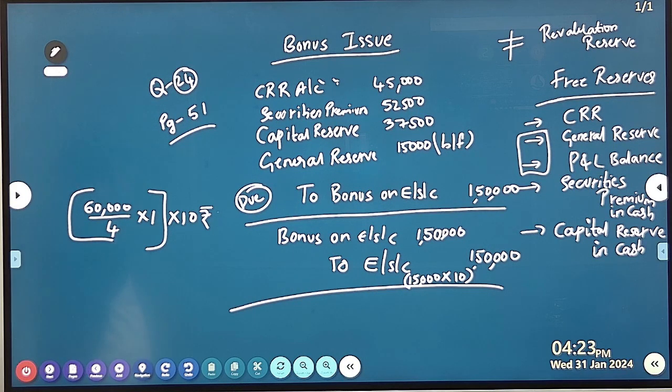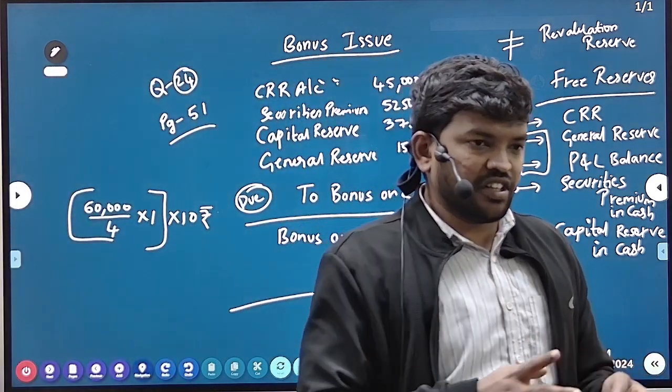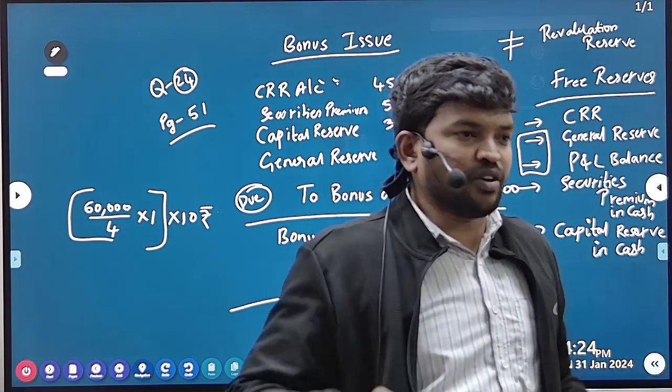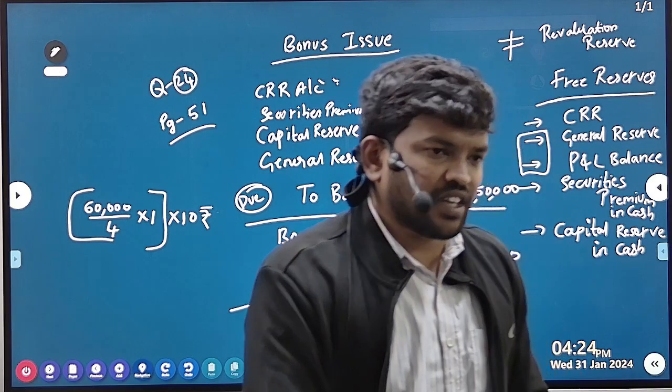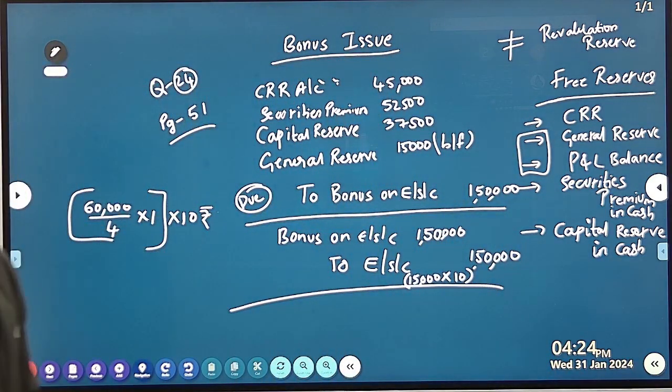Any doubts, Prantik? Adjustment means? Yes, it can be anything. Suppose in the 14 marks or 7 marks sum, they can give anything: issue of shares for cash, issue of bonus shares, rights issue of shares, ESOP, anything is possible. They can ask you the question for anything, from any topic. Any doubt, Prantik?